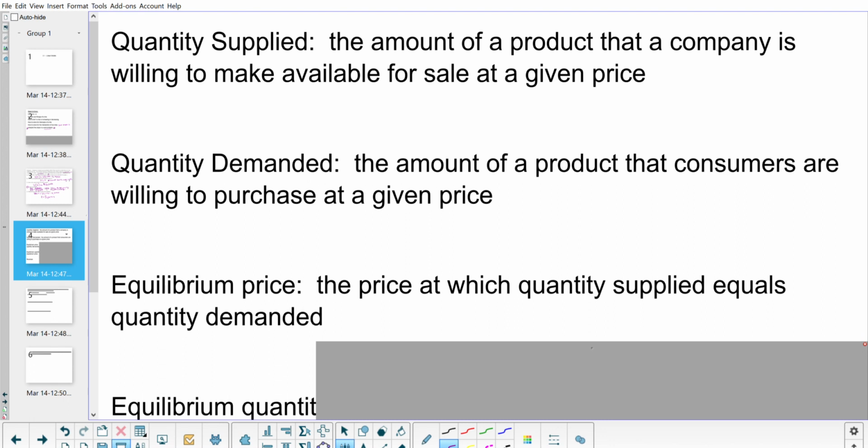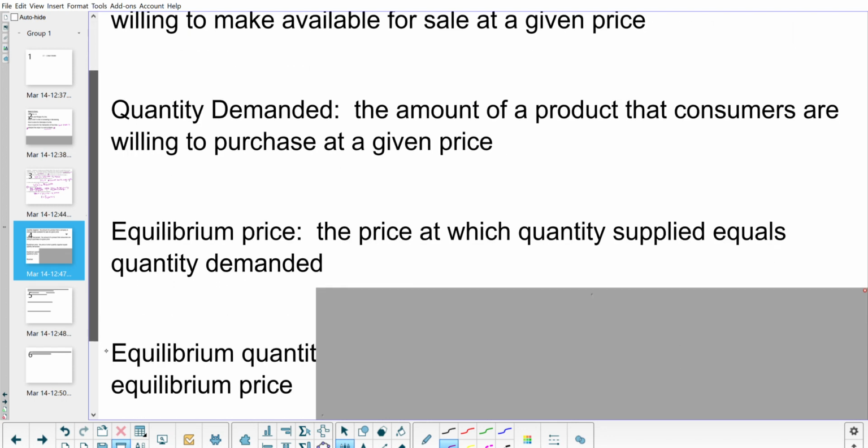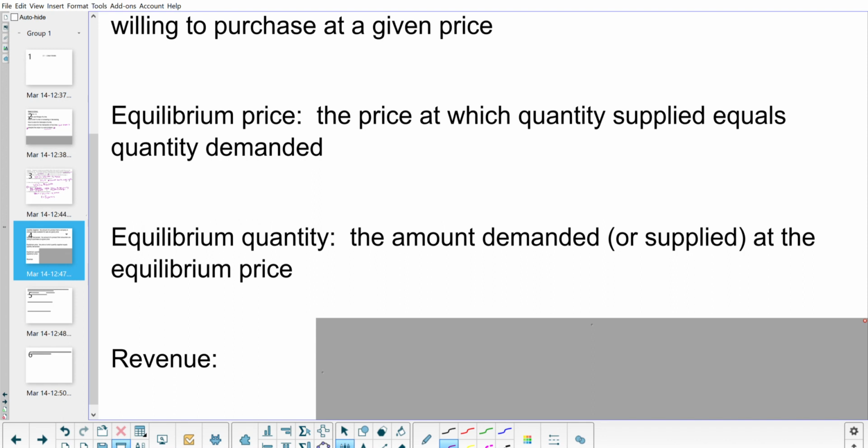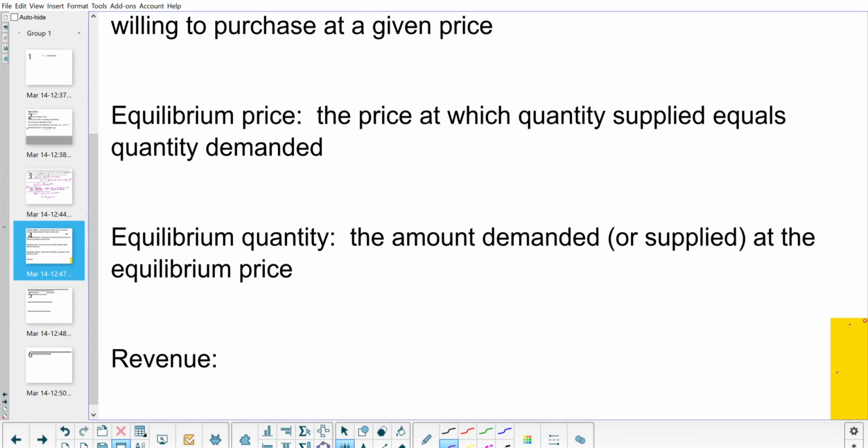Okay, equilibrium price is when quantity supplied equals quantity demanded. Okay. And then equilibrium quantity is the amount demanded or supplied at the equilibrium price. And then last, revenue. You've maybe talked about this in other classes. Revenue is the amount made after costs are met.